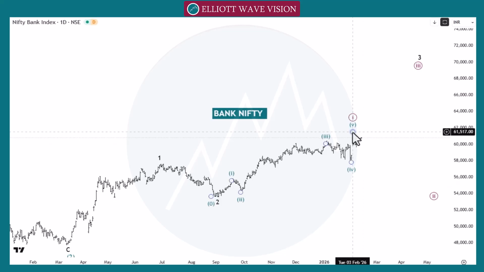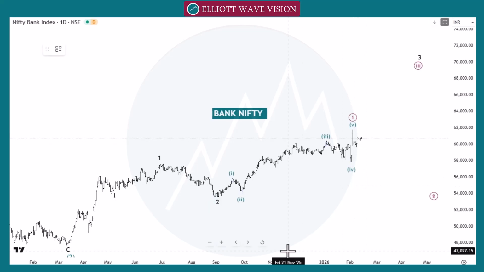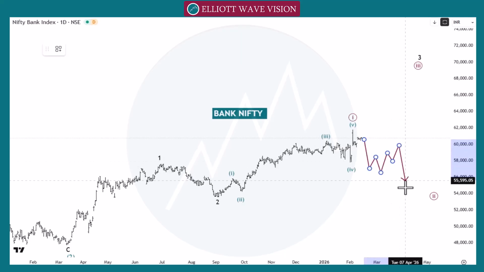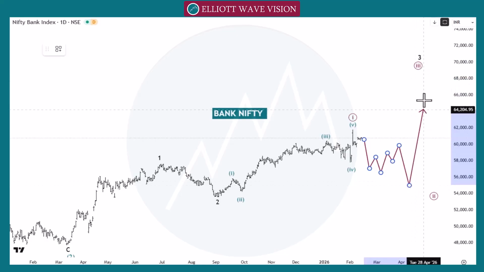If this wave 5 completed, now we need to wait for the next point towards the correction as a wave A, wave B, or 1, 2, 3, 4, 5, wave A, wave B and C as a brown wave 2. Then market will go towards the next point.